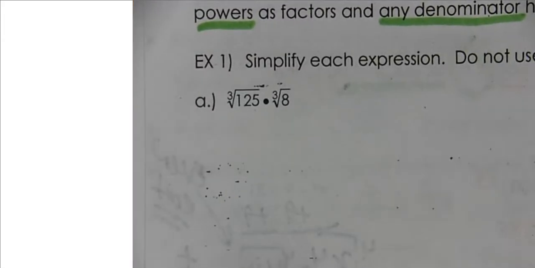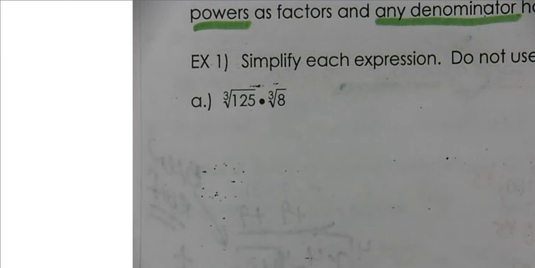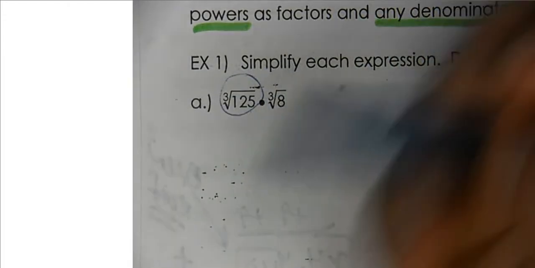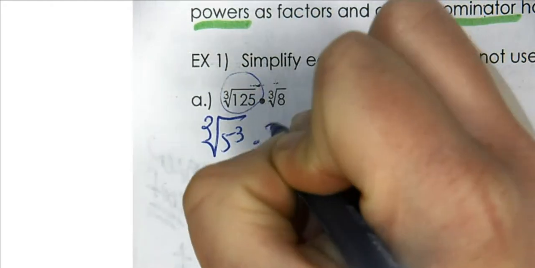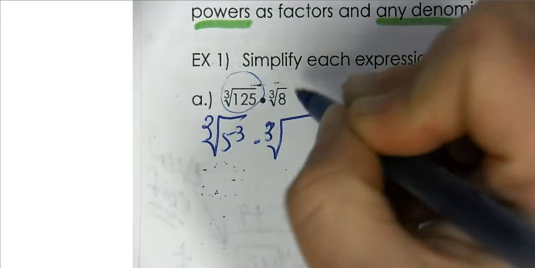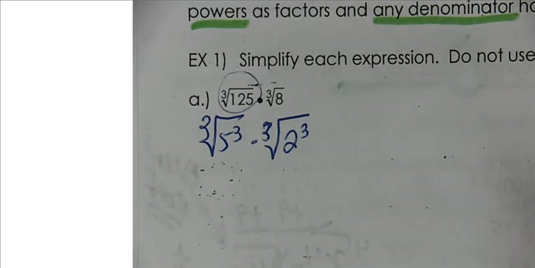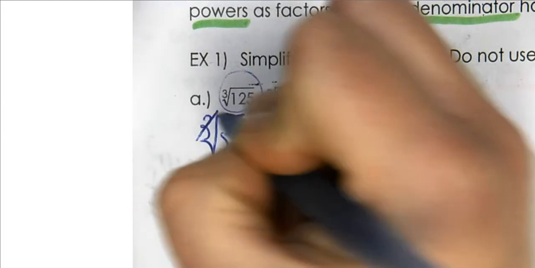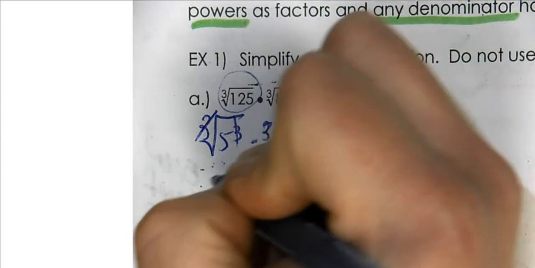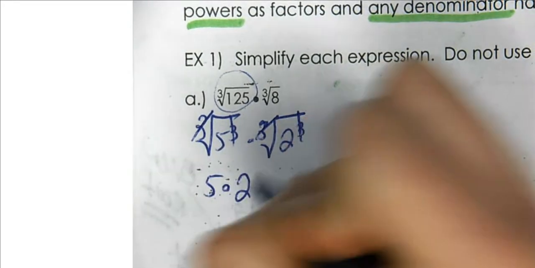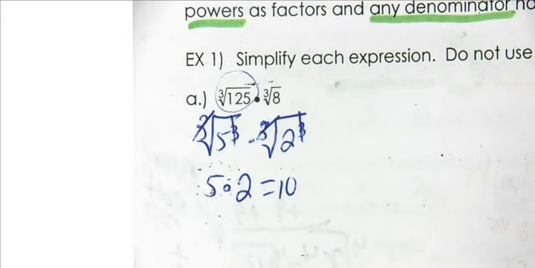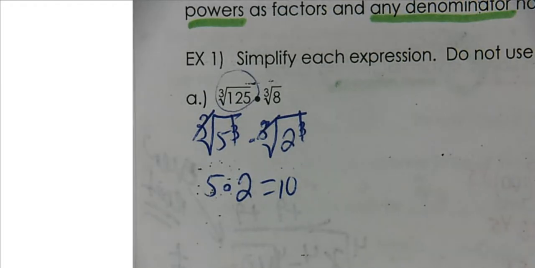So here's letter A. What I see here is the cube root of 125 times the cube root of 8. And I notice that the cube root of 125 is really 5 to the third power, and 8 is really 2 to the third power. So the cube and the cube root cancel away, leaving me with 5 times 2, and 5 times 2 is 10. That's one way to view this problem.